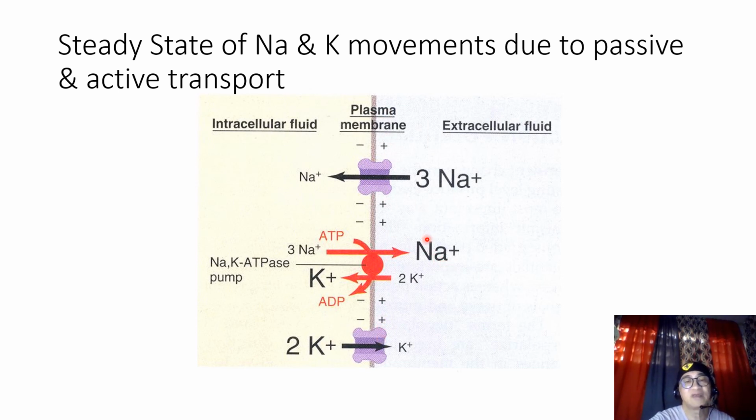Hence, you have a membrane potential and separation of charge that is established both by the differential concentration gradient and the relative permeability of the membrane, plus the action of the sodium-potassium pump, which is an active transport.